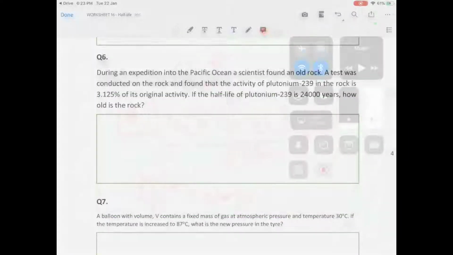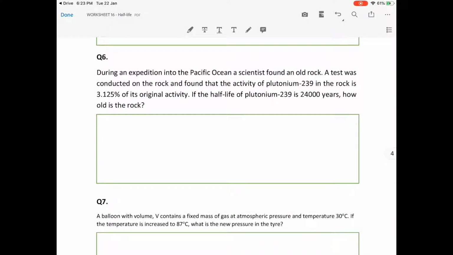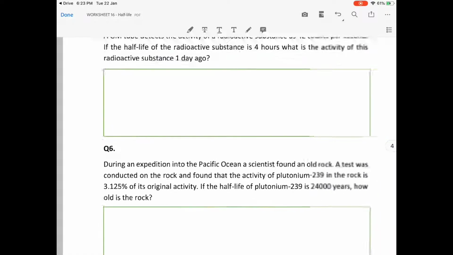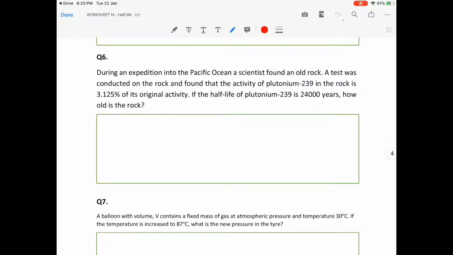Okay, let's try question 6 now. So let's read our question. In question 6, during an expedition into the Pacific Ocean, scientists found an old rock. A test was conducted on the rock and found that the activity of plutonium-239 in the rock is 3.125% of its original activity. If the half-life of plutonium-239 is 24,000 years, how old is the rock? Okay, I'm reading very fast, but you can actually pause or slow down the video.